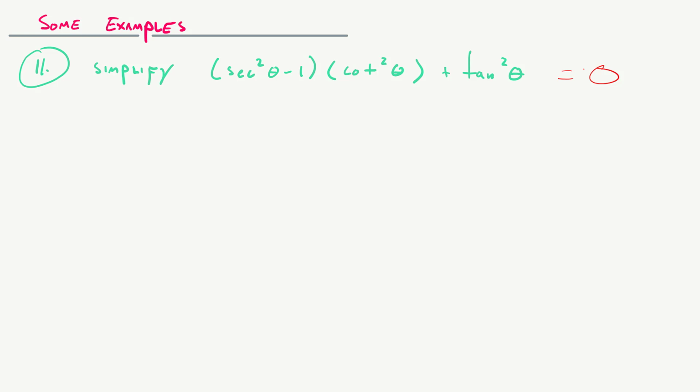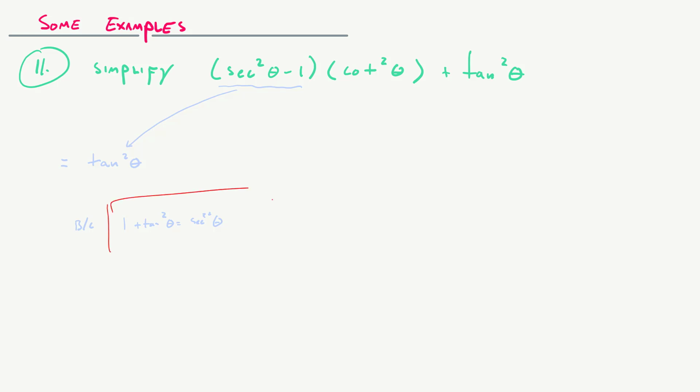That's extremely annoying, in fact. Like, where do we even start? So maybe we should simplify the left-hand side of this thing first. The first thing I'm going to do is realize that secant squared theta minus 1 is the tangent squared of theta. That is by a Pythagorean identity.